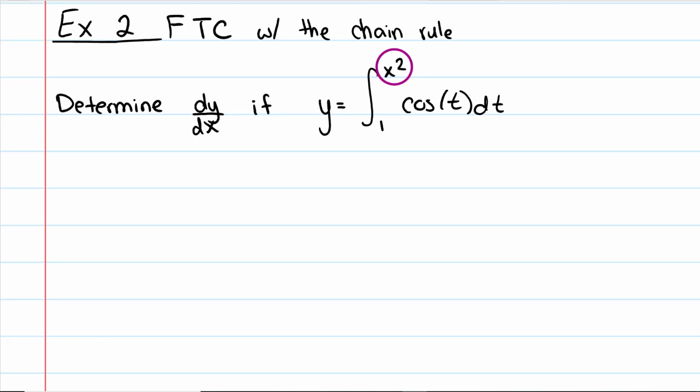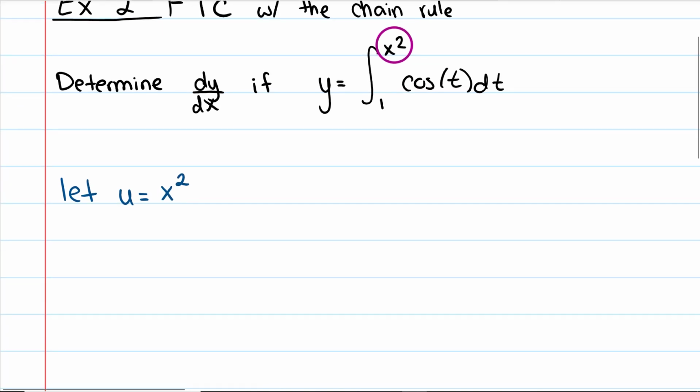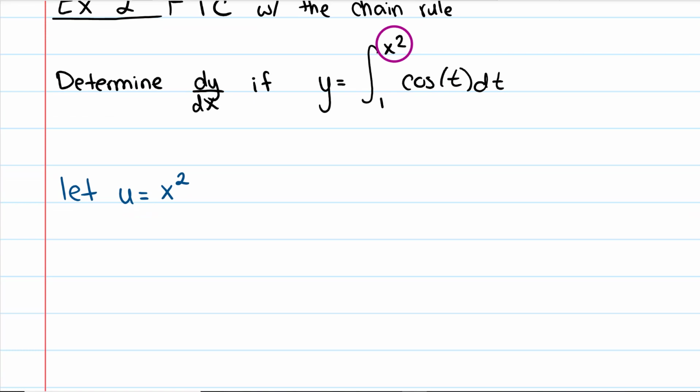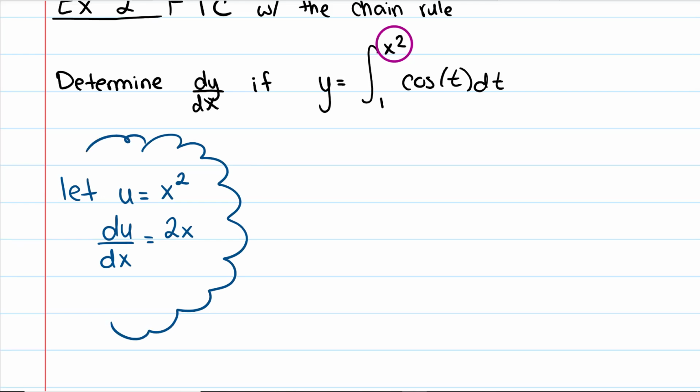So I'm going to show you how to implement the chain rule using the fundamental theorem of calculus. Our first goal is to get rid of the x squared. What we don't like, let's get rid of. So I'm going to let u equal x squared. Then if I take the derivative of u, du/dx is simply equal to 2x. Now we're going to keep that on the side and come back to it.